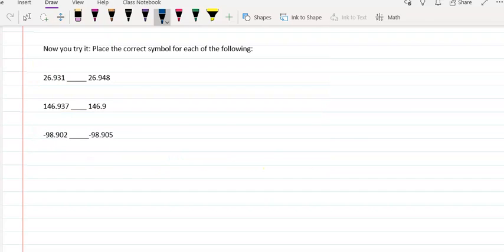Okay, so now it's your turn. Pause the video and try to get these correct. And make sure you take a moment to think about each one. Okay, here are the solutions to those. Make sure you take a moment to check and see if you got it wrong, if you can figure out why.